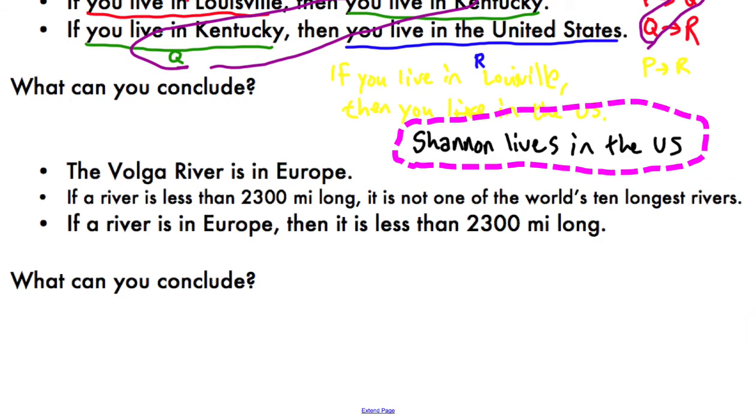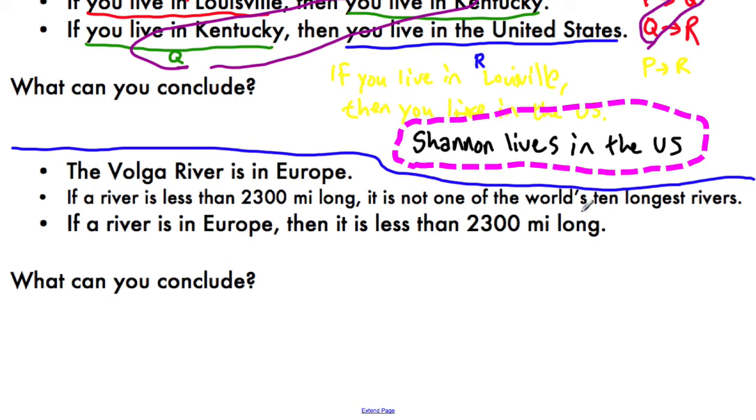Okay, one more example. Maybe let's cut this one off a little bit from that previous one. Got a little close. Alright, so this one says, the Volga River is in Europe. Alright, statement of fact. First conditional says, if a river is less than 2,300 miles long, it is not one of the world's 10 longest rivers. Go ahead and do my P's and Q's. P, Q.